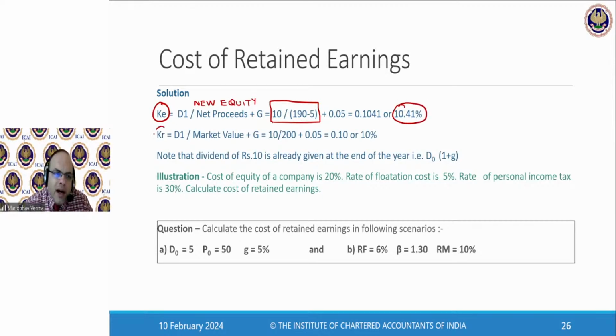And if we talk about Kr, which is nothing but existing equity in this case, that's what you guys were answering as 10%. I think it's very evident. And that's the concept I was trying to explain to you guys: the cost of new equity is higher than the cost of retained earnings. Guys, makes sense? Hence proved. This is the concept we are trying to discuss.